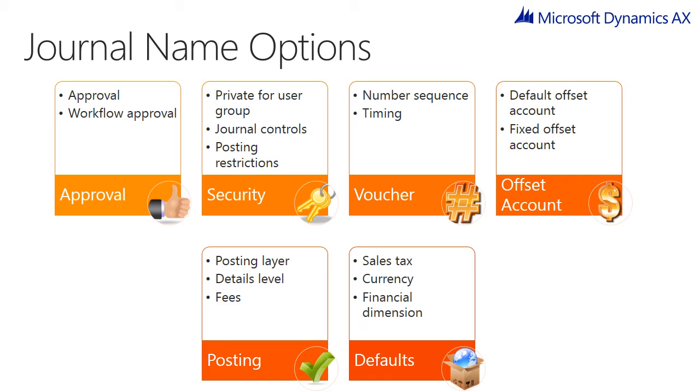There are posting settings that allow you to control the posting layer, the detail level, and whether or not fees should be included in the journal. The posting layer allows you to select whether the amounts will be posted into the current, operations, or tax layer. The layers can be thought of as a set of books in the general ledger. Most transactions are posted into the current layer, and the operations and tax layers are used for adjustments and tax purposes. You can also specify some various defaults, such as the sales tax information, currency information, and financial dimension.